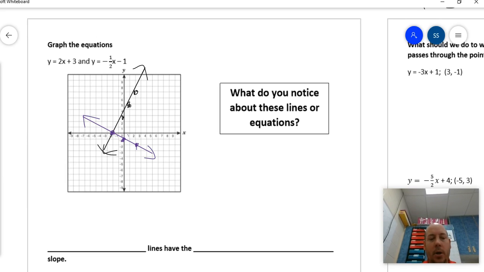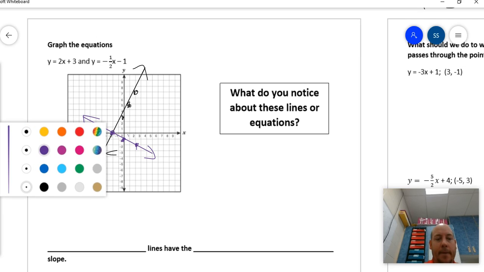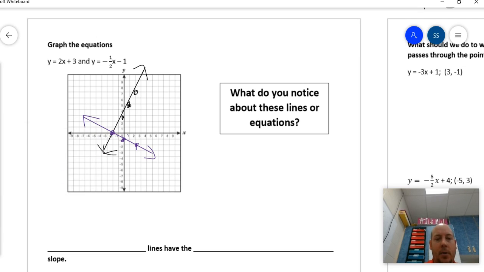Now, what do you notice? Obviously, they're not parallel. If we look at that angle, we get a 90-degree angle there. So those are perpendicular. Perpendicular, right? Angles that intersect at 90-degree angles.